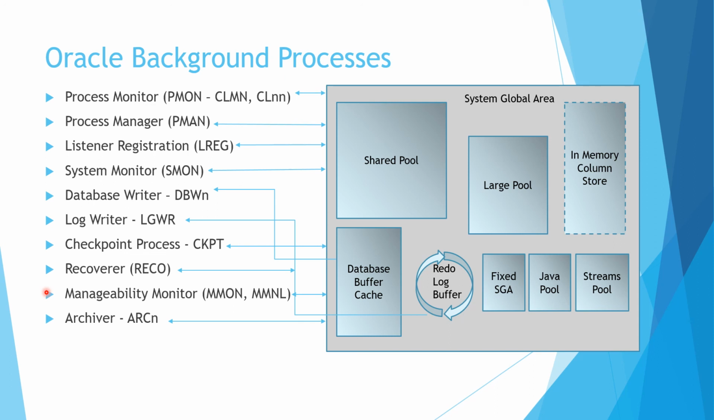These processes monitor metric thresholds, generate alarms, and write statistics from the SGA active session history to disk. The archiver process, ARCn, is a background process which archives the online redo logs when the database is in archive log mode. Archive redo logs are used for point-in-time recovery of database.